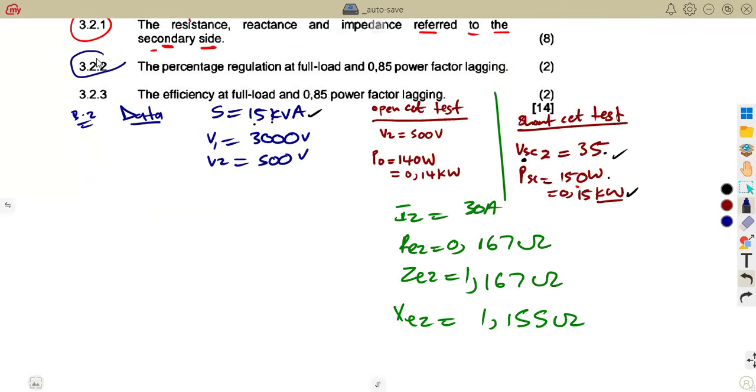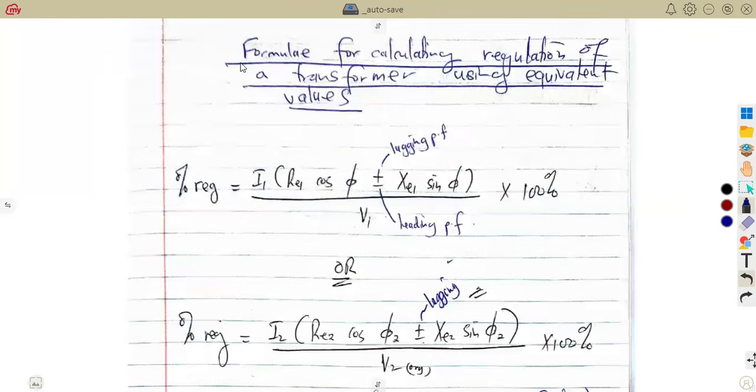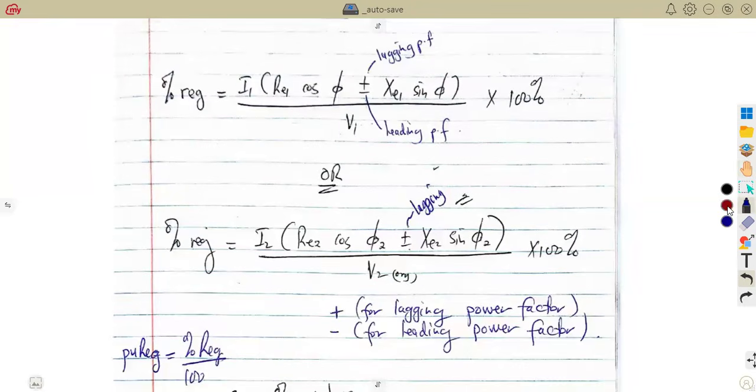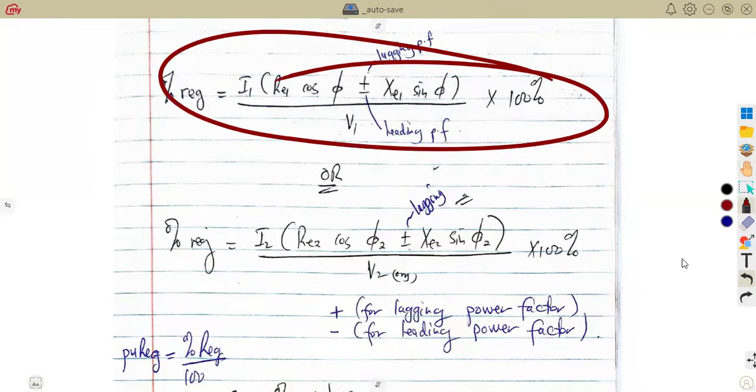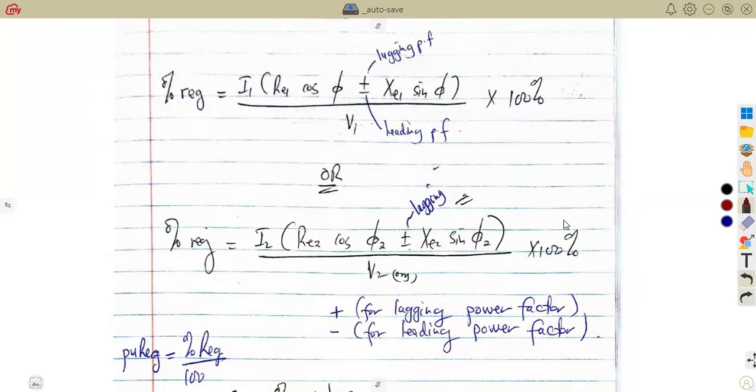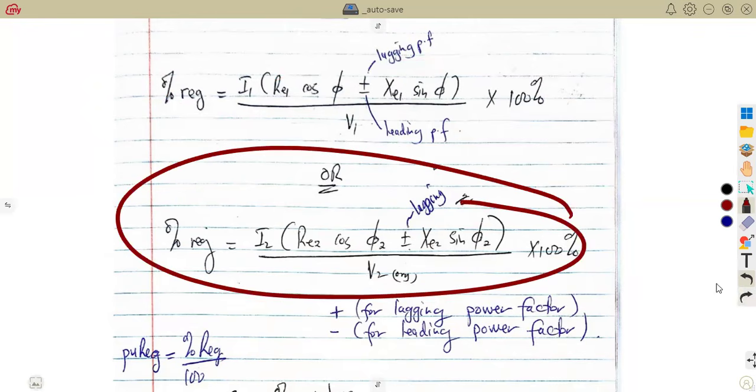All right, 3.22, the percentage regulation at full load and 0.85 power factor lagging. This one is straightforward, calculating the percentage regulation. Remember, these formulas can be used referred to the primary or referred to the secondary. This is the one that you're going to work with.